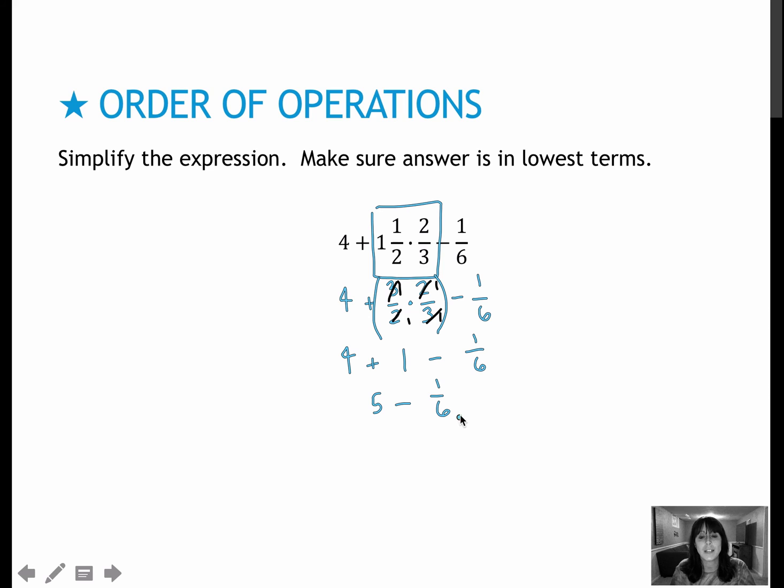5 minus 1/6, I can either choose to turn 5 into an improper fraction with a denominator of 6. I'm going to choose to borrow, so I'm going to rewrite 5 as 4 and 6/6 because those are equivalent. And I'm going to subtract 1/6 from 6/6, which gives me 4 and 5/6. So 4 minus 0, and 6 minus 1 would give me the 5/6.